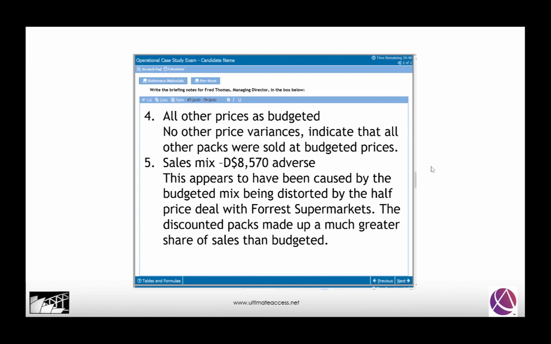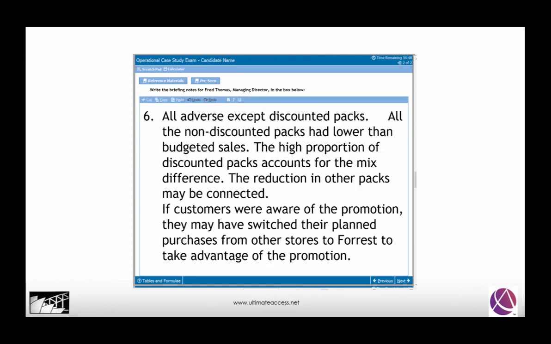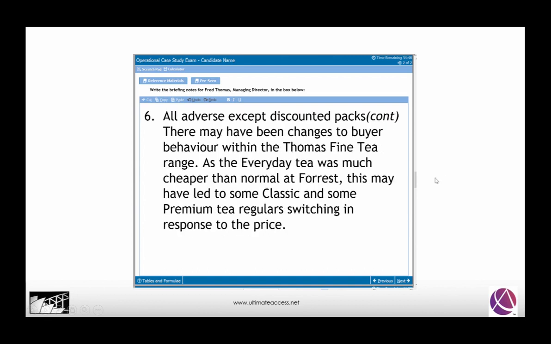The sales mix, this small adverse variance, appears to have been caused by the budgeted mix being distorted by the half-price deal. The discounted packs made up a much greater share of sales than budgeted. Then they're all adverse except the discounted pack. Again, here we've been able to pick out 2 paragraphs. Remember, for each heading you can be looking for 2 paragraphs. Then you can be picking up 2 marks per heading.